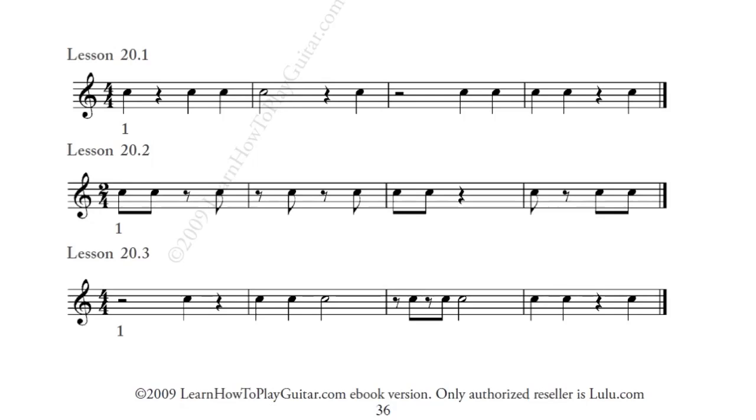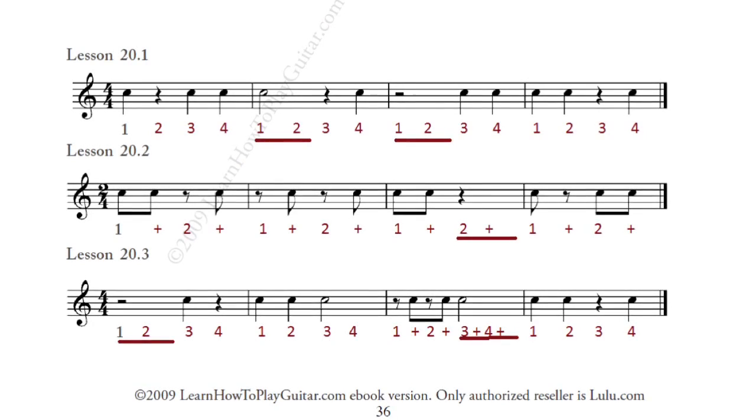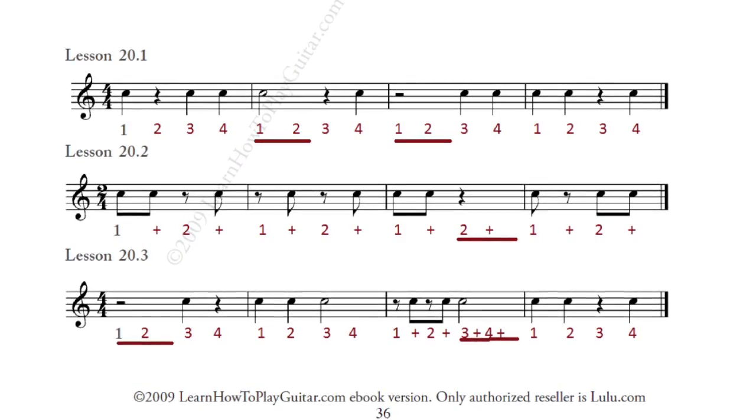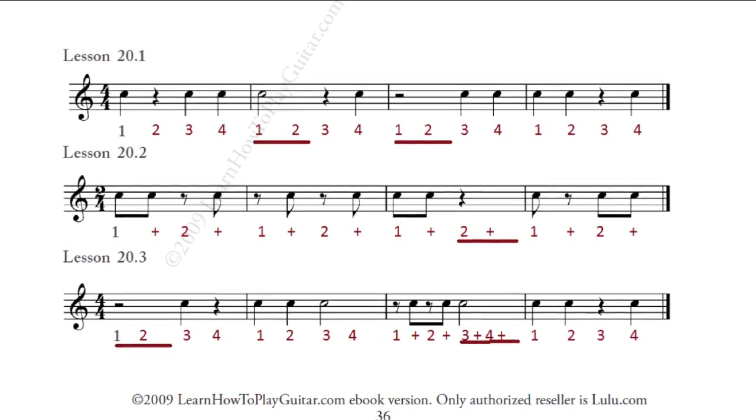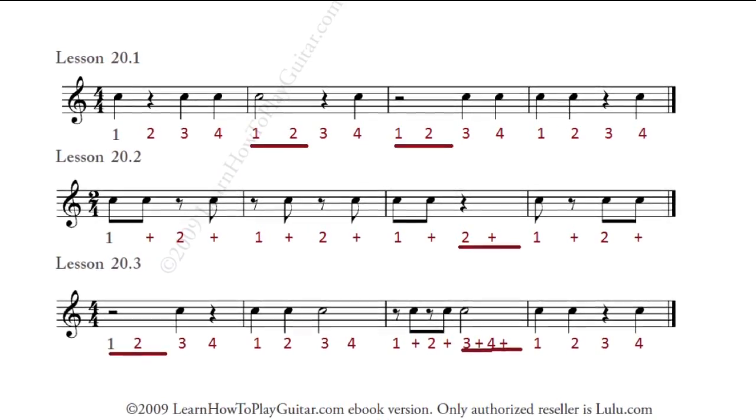Okay, so if we look at lesson 20, that has some exercises for rests. You can see that I've given an example where I've graphed the rests, and just like the notes, they take up time. So I'm going to play them on guitar so that you can hear the silence.